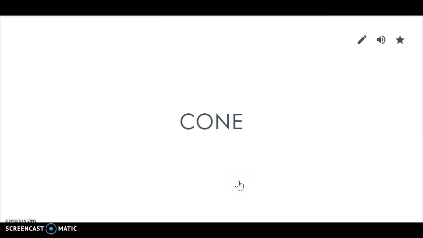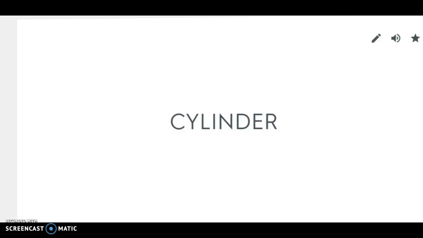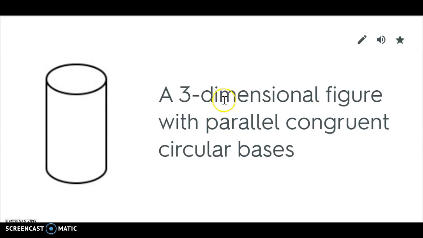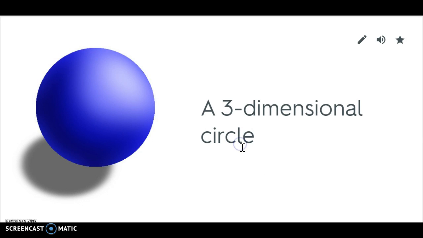A cone is a circle that goes to a point. So it's not a polyhedron because it has curves, but it is a three-dimensional figure. A cylinder is another one that's not a polyhedron, but it is a solid. It's a three-dimensional figure with parallel bases that are congruent circles. A sphere is another thing that's not a polyhedron, it's just a solid, and it's a three-dimensional circle.